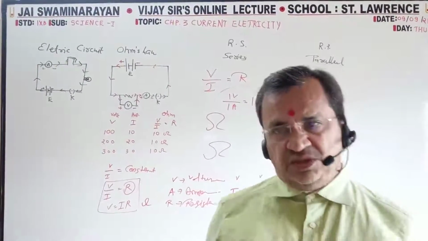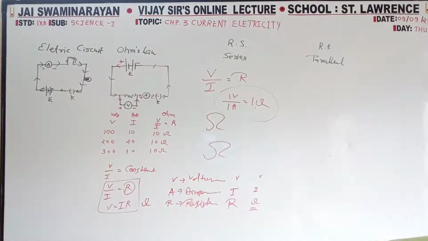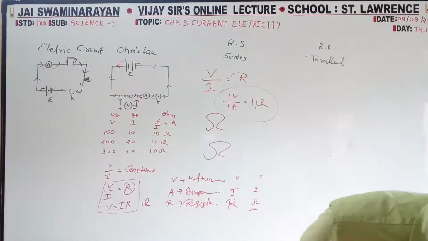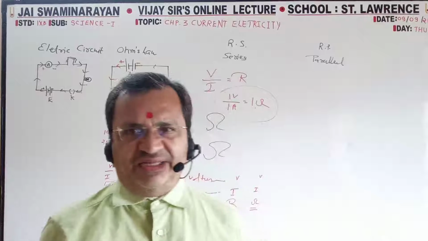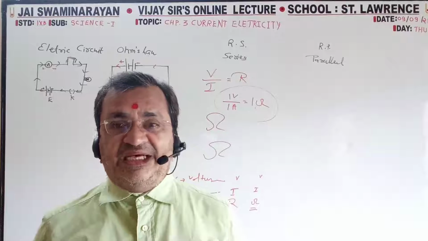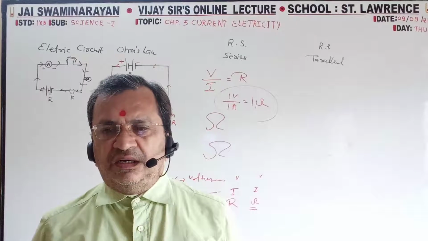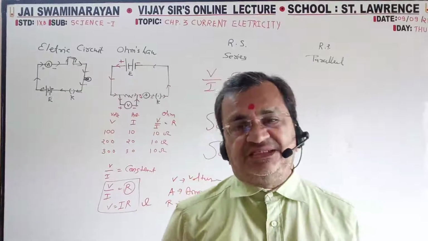Third, this resistance we can increase, this resistance we can decrease by using a special type of circuit. Those two types are RS and RP. RS: R for resistance, S for series. RP: resistance in parallel.